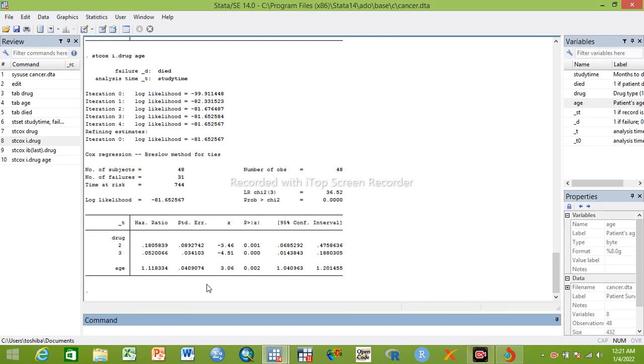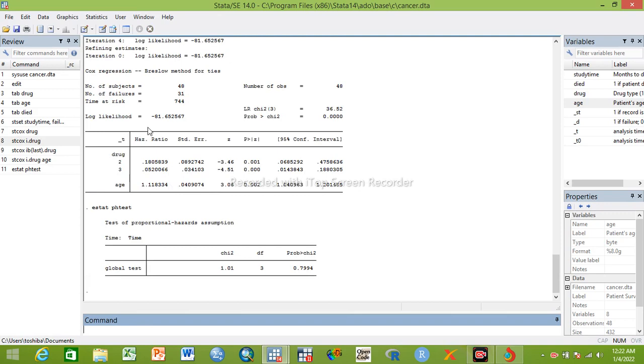Now we can see how to test the Cox proportional hazard assumption both statistically and graphically. Statistically, we can do it by using the stat ph test. So after you run the multivariable Cox regression analysis, you can write stat ph test. So this is the test of proportional hazard assumption, this is the global test, this is chi-square, and this is the chi-square probability.